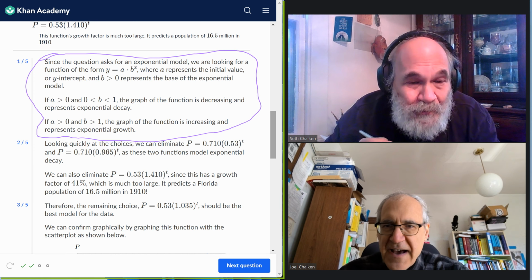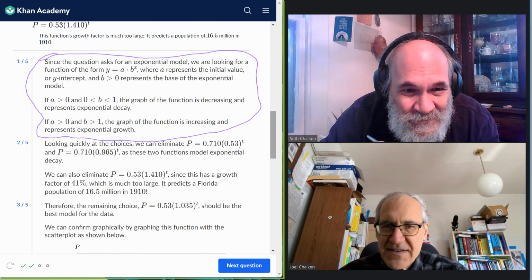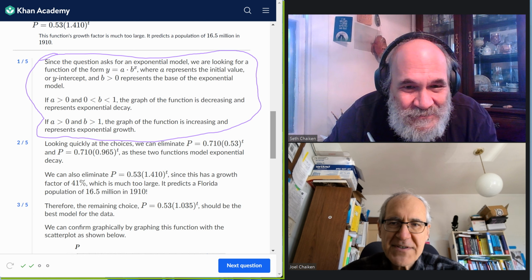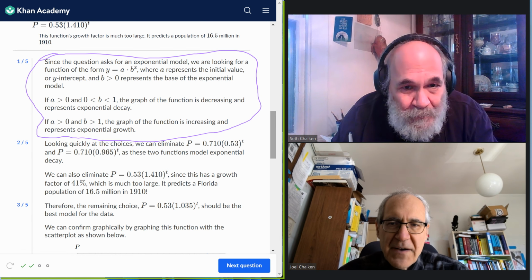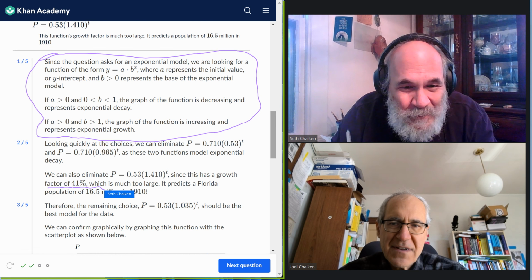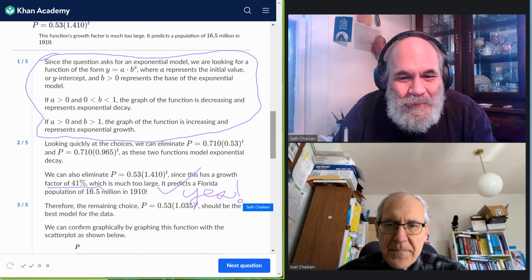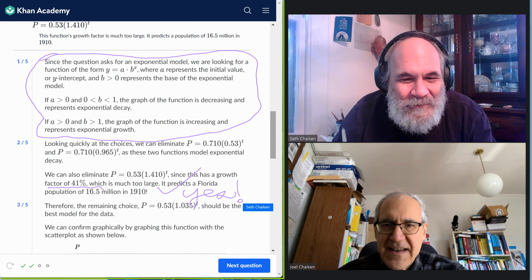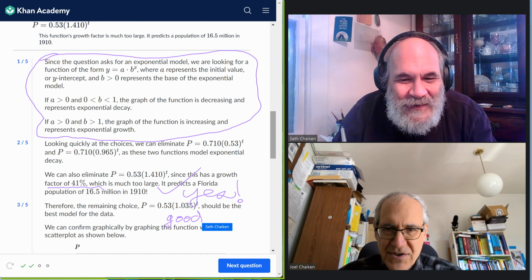Now, notice that they did it more efficiently than we did. They immediately noticed that the growth rate of 1.4 means a 41% growth rate, which is too high. So they knew exactly, and they got the answer a lot faster than we did. They just looked at it. They didn't test a number. That's a good thing to do.